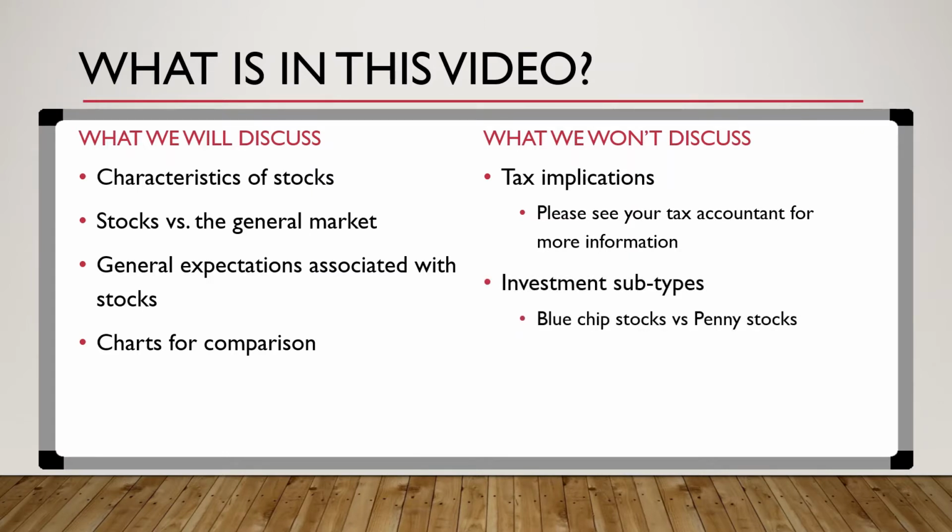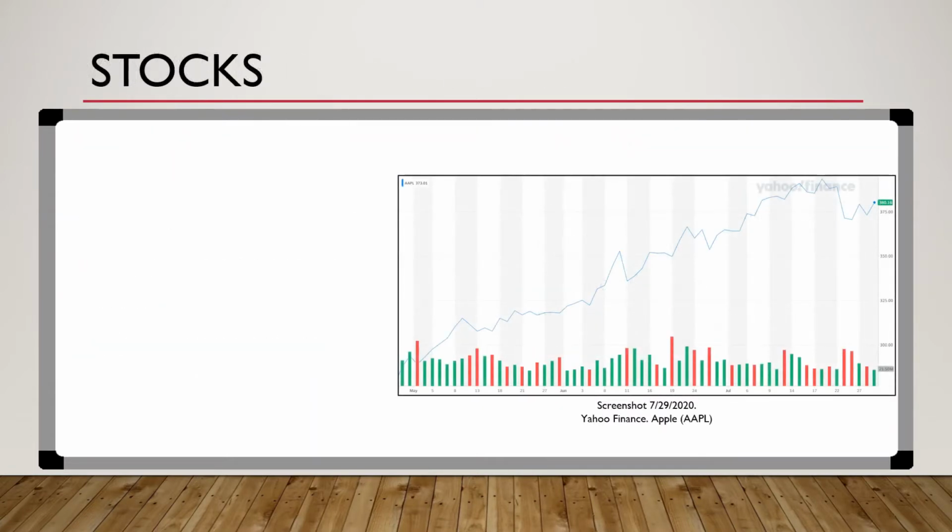Investment subtypes. Stocks can be categorized differently, as each type of stock has its own characteristics. For example, blue chip stocks and penny stocks are different in their returns and their risks, among other things. So let's talk about stocks. Stocks are equity instruments, which means that you have ownership in the company.